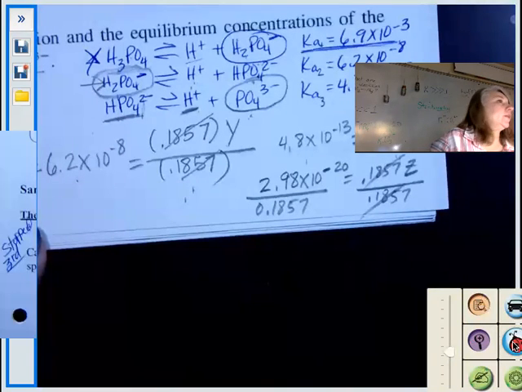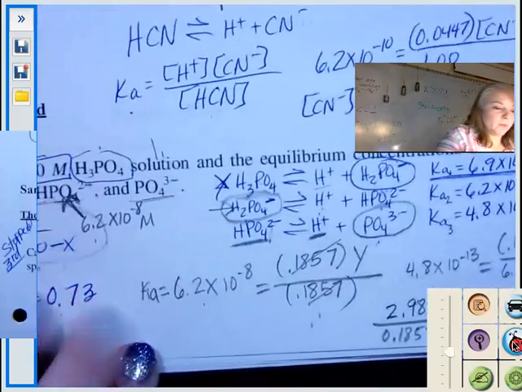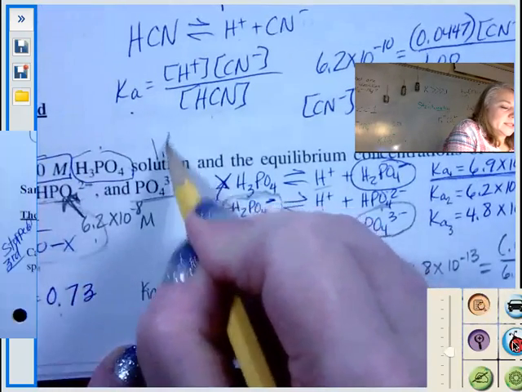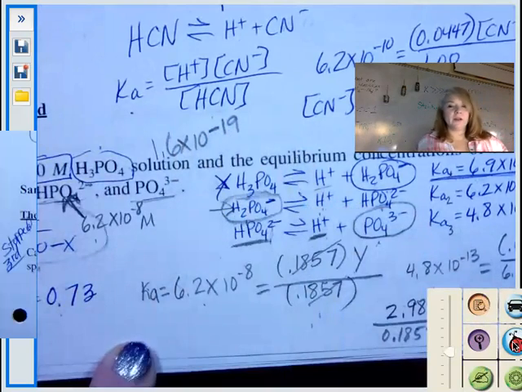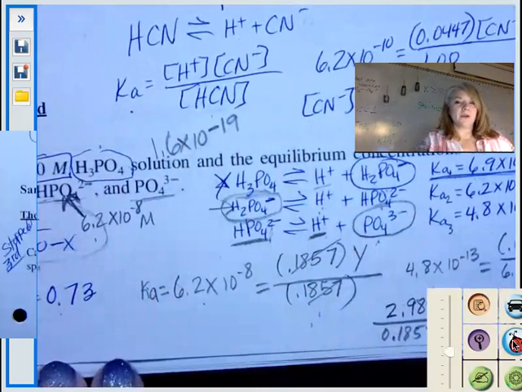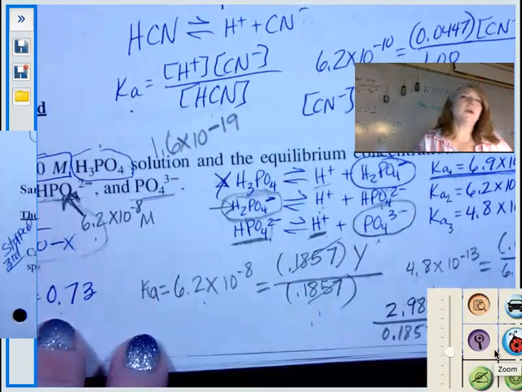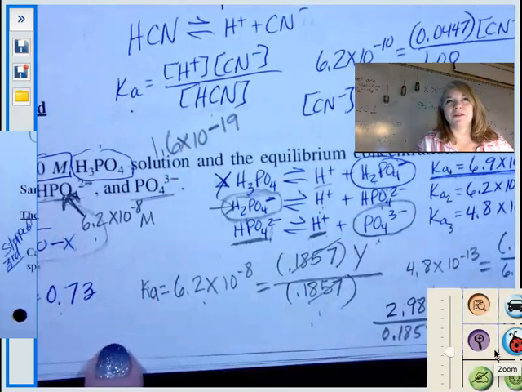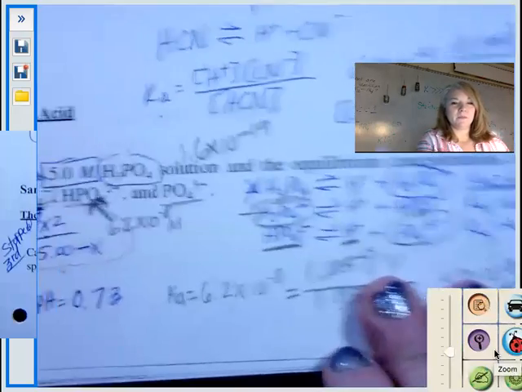And so what is your final answer for this last one? 1.6 times 10 to the negative 19. We worked this one yesterday in sixth period. Somebody said, so basically we don't have any of that in solution. Look at how tiny that number is compared to the rest of them.